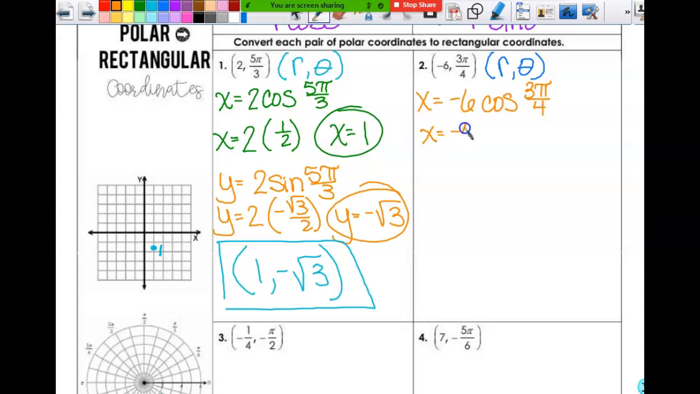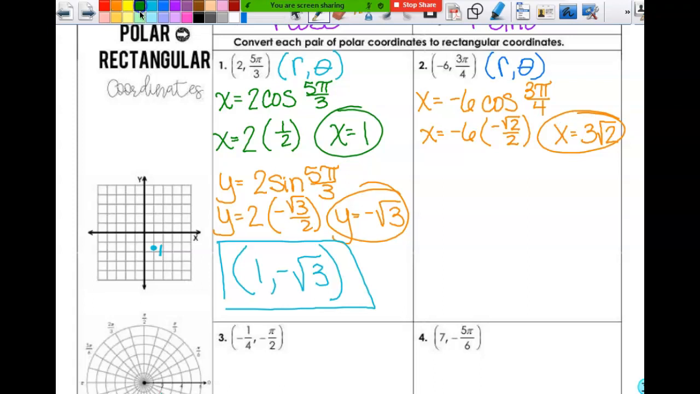X equals negative 6. All right, so second quadrant, cosine is positive or negative? Negative. And then 3 pi fourths, that's a pi fourths angle, which makes it square root of 2 over 2. So this is going to be negative square root of 2 over 2, which is then going to give me that x equals a positive 3 square root of 2. We good with that?